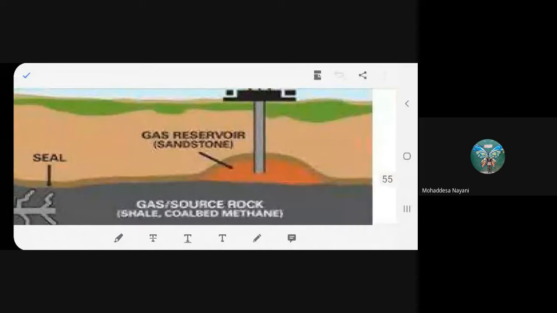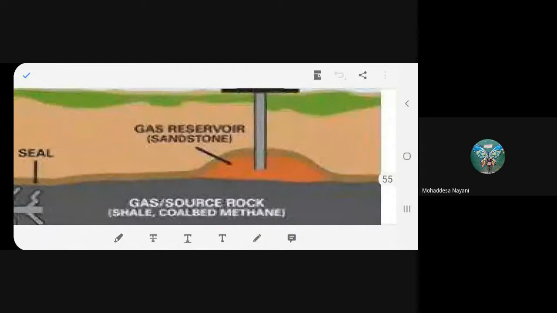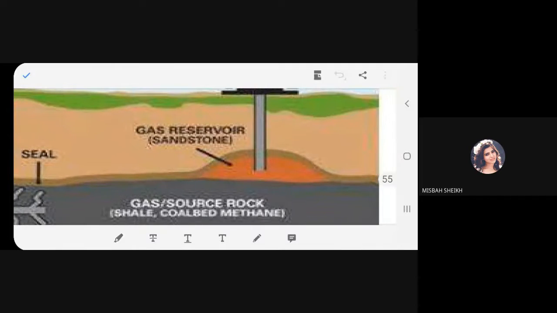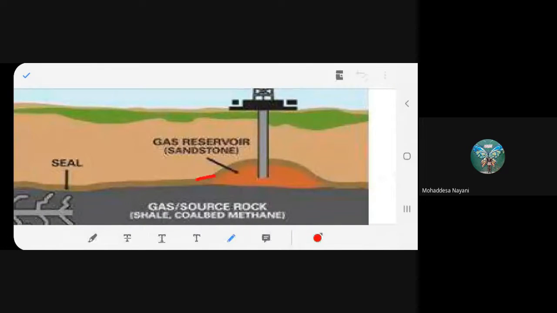When it goes blurred, let me know. Okay, beta? Is it clear? Now this is gas reservoir. Now what do I do? I make a drill, and I get gas. When I get gas, I know that somewhere either I've got coal or I have petroleum. Is this clear?